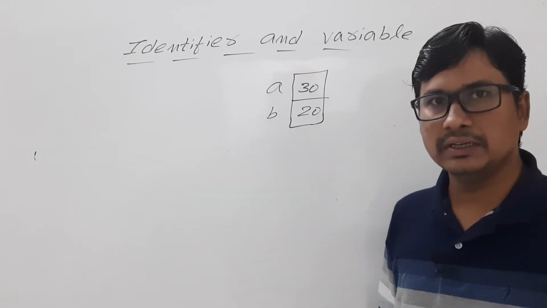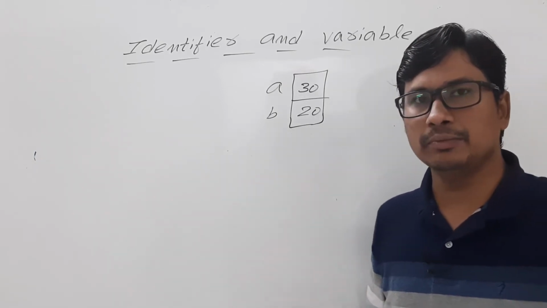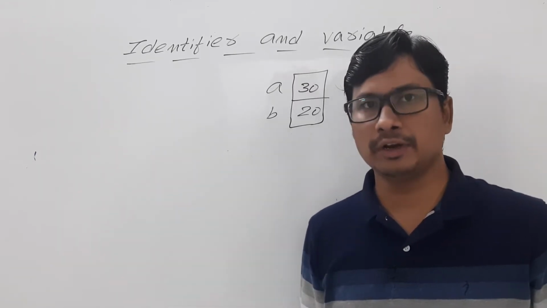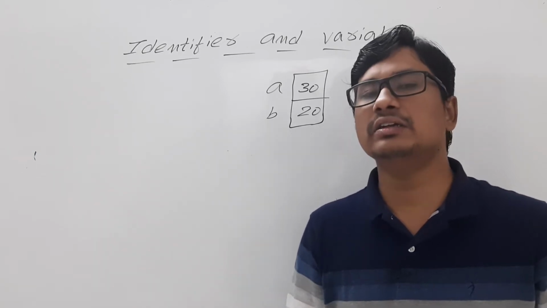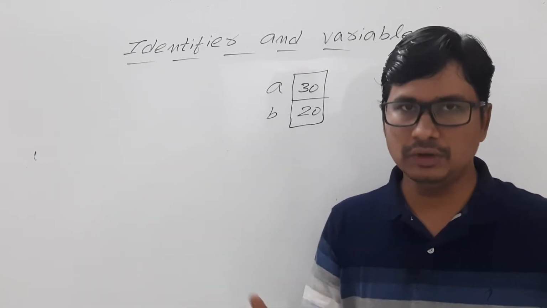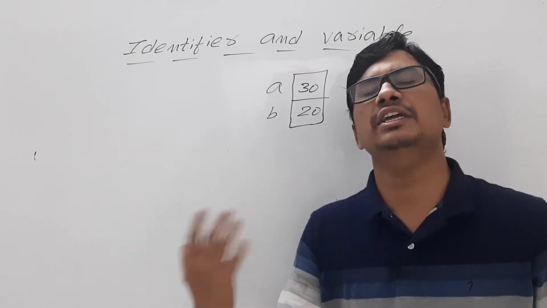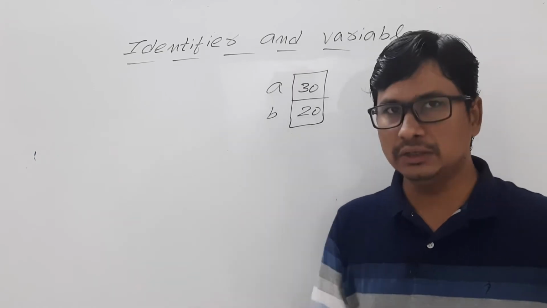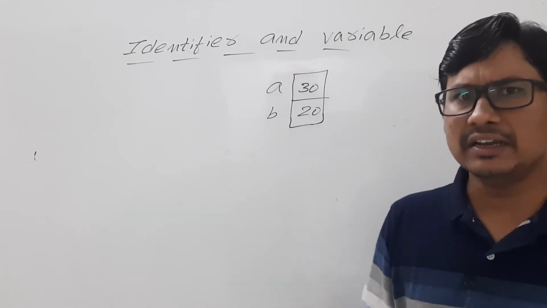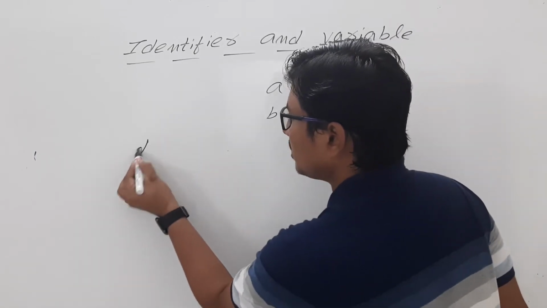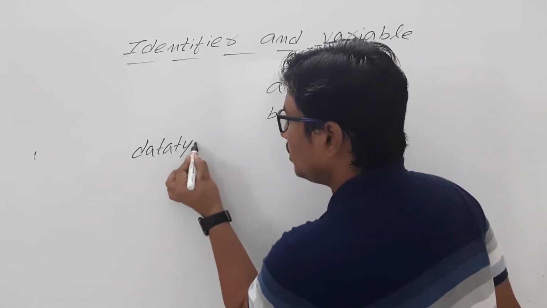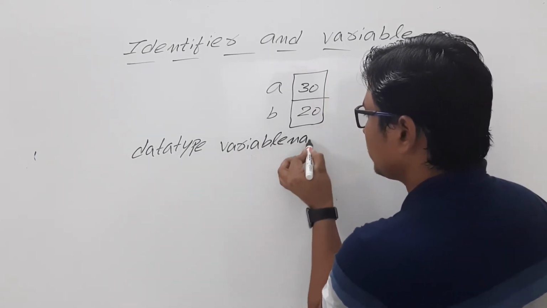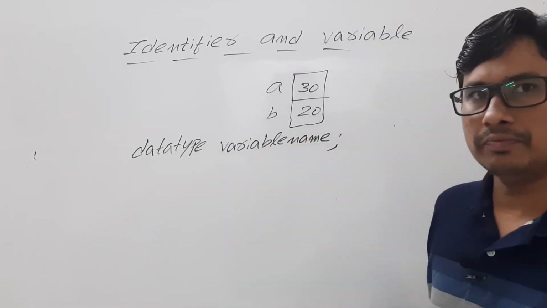Now you can ask me, sir, how can we declare a variable? Remember one thing, Java is a statically typed programming language, whereas Python is a dynamically typed programming language. So in Python, you need not declare any variables before you use them. However, in Java, C, C++, you need to declare the variables. To declare a variable, you need to specify the data type, and then use the variable name, and it ends with a semicolon. Is it clear?